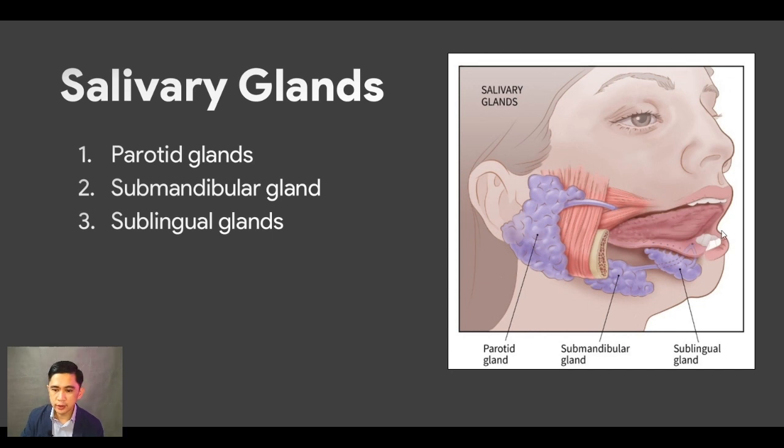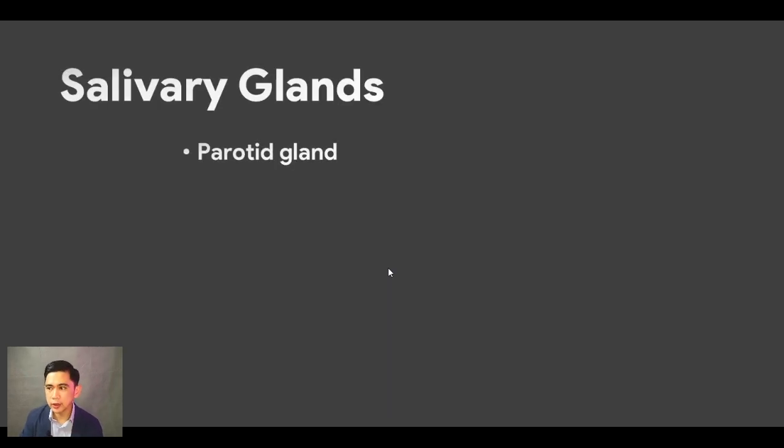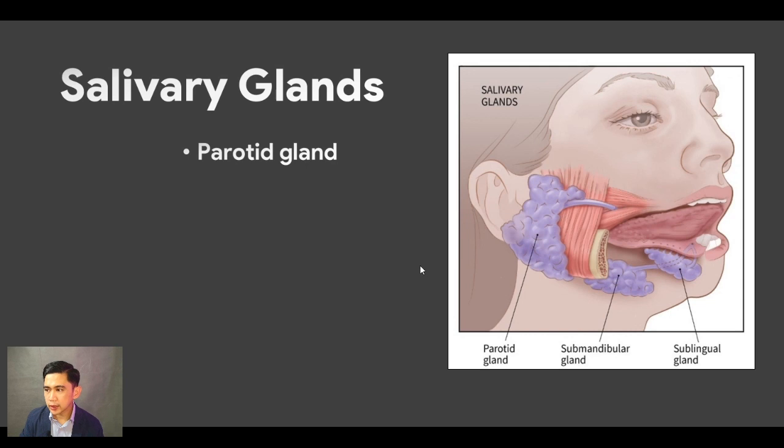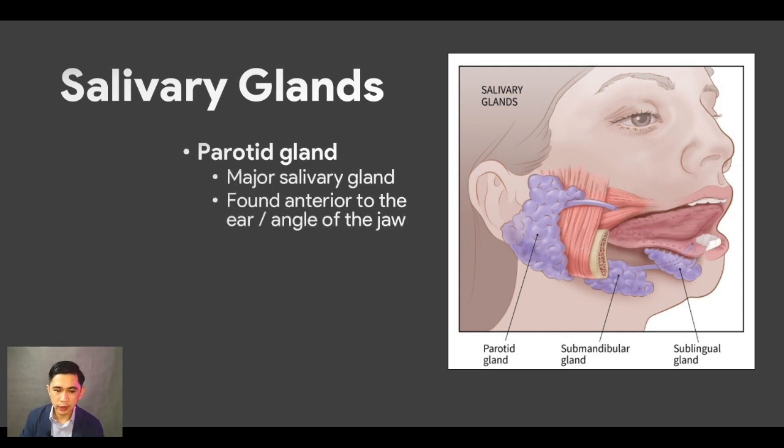And we have the sublingual glands. By the term itself, it is underneath the lingua or the tongue, sublingual gland. All of these produce our saliva. So let's talk first about the parotid gland. The parotid gland is the major salivary gland. It is found just anterior to the ear or in the angle of the jaw.